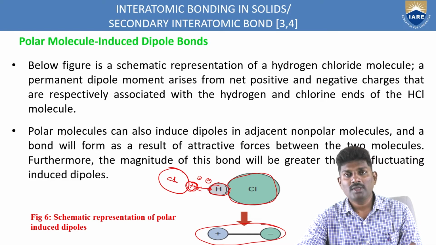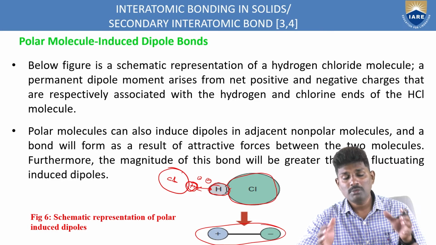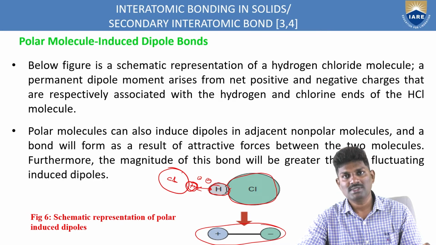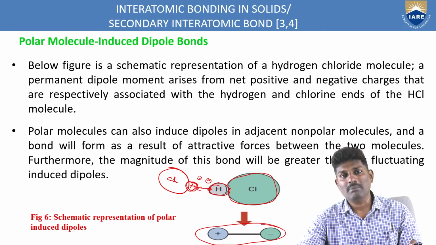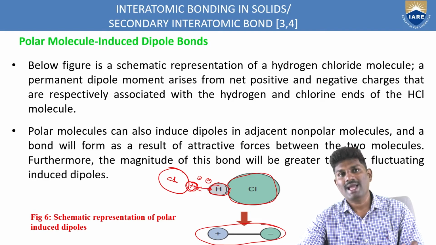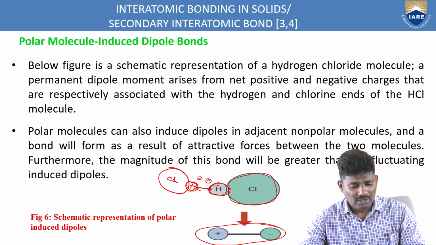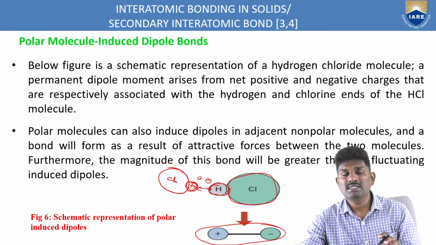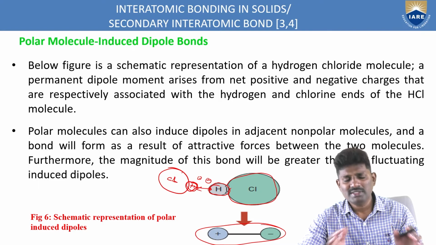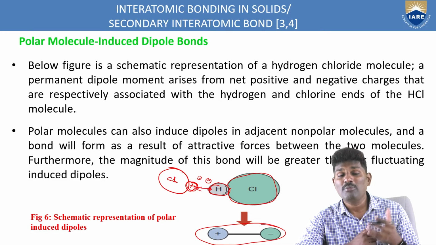So here a polar molecule can also induce a dipole in adjacent non-polar molecules, and we can get a good attractive bonding force because of this induced dipole between these two molecules. And if you find out the magnitude of this type of bonding, you will get a greater energy than the fluctuating induced dipole. So this is the difference of the bonding energies between the primary as well as the secondary bonding. Always you have to select a material which has a good bonding energy based upon the type of bonding we have.